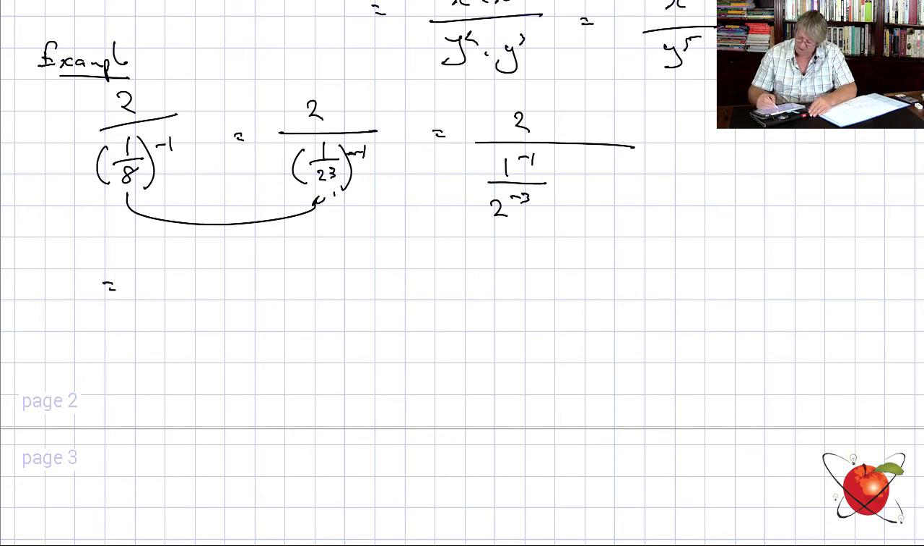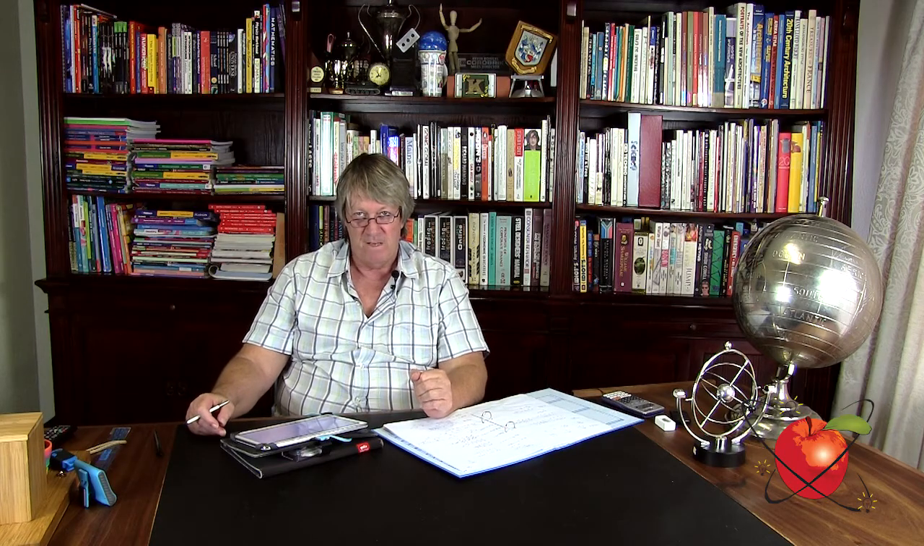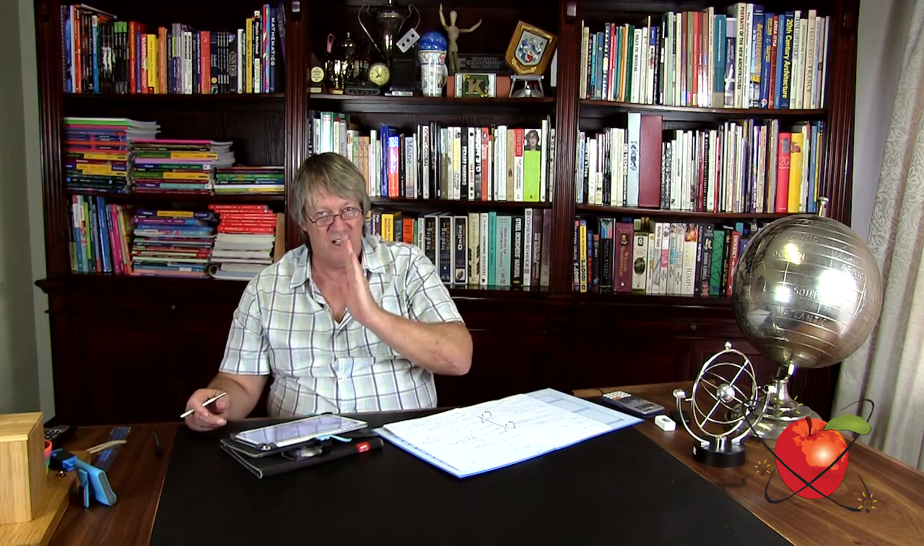Now, let's change these powers. 2 over, that must flip, and that one goes there. That becomes 2 cubed over 1 cubed, which is going to end up as 2 over 2 cubed, which is 1 over 2 squared, which is 1 over 4. Can you hear the recipe coming through? Once the recipe is in your mind, the rest is just practice.